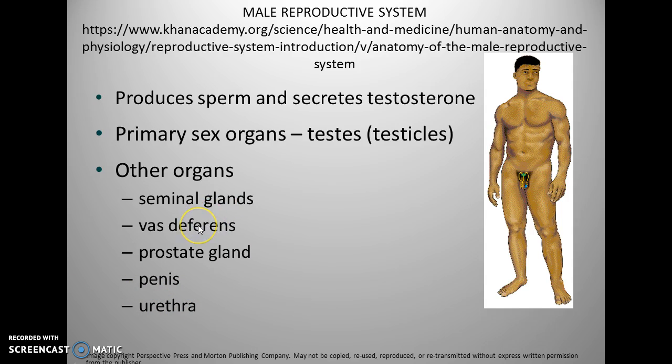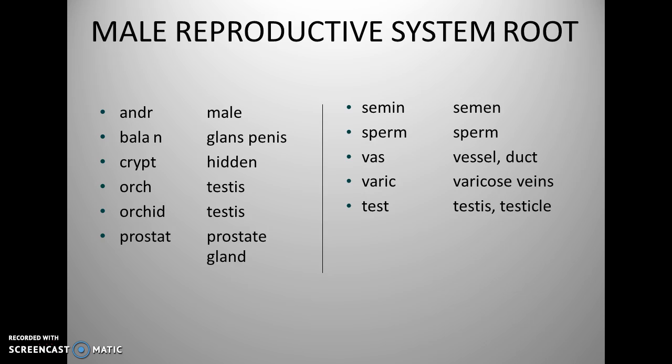And there are several terms that are associated with the male reproductive system, such as andr, or male, gland, glans, penis, crypt, hidden, orch, testes, orchid, testes, prostat, associated with the prostate gland, semin, which is semen, sperm, vas, vessel, duct of the vas deferens, varic, varicose veins, and test, which means testis or testicle.